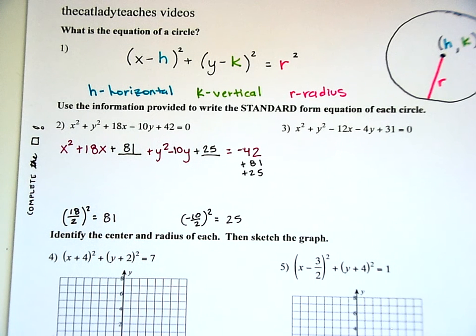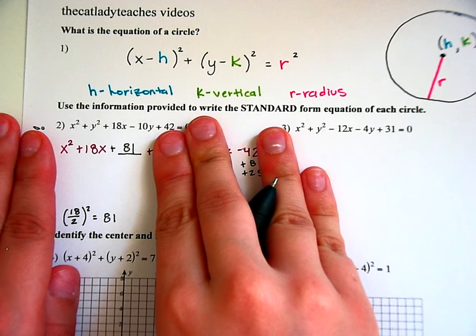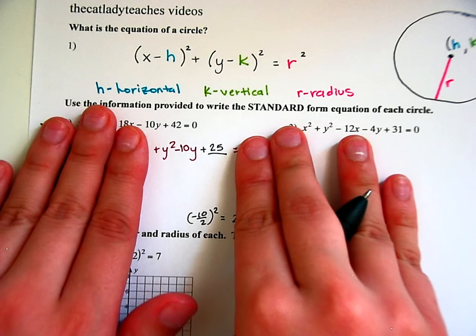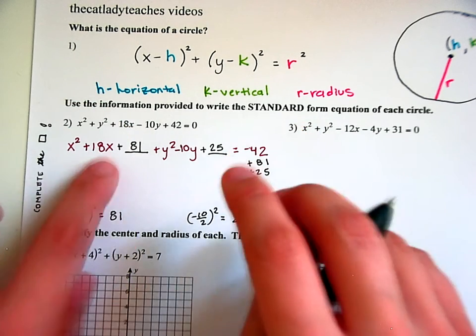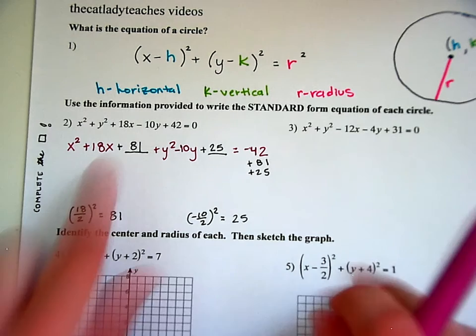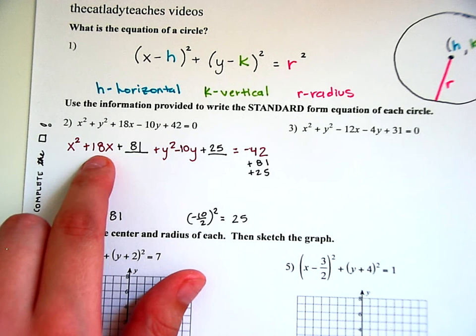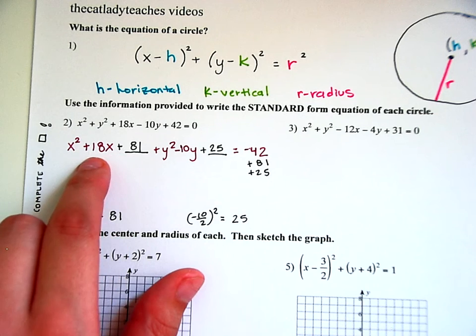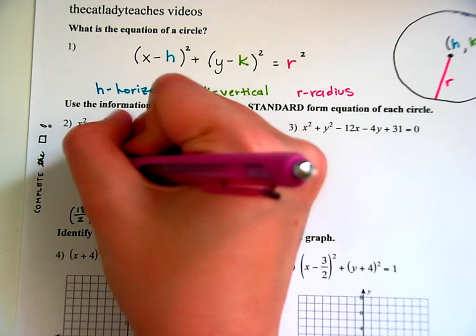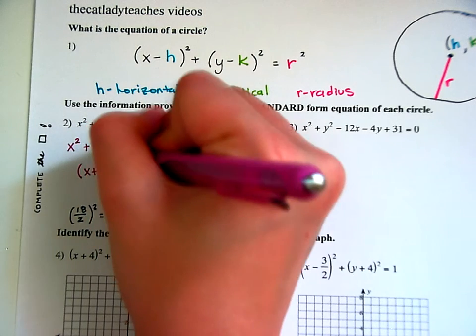Okay, so on the left side, now I have this polynomial that I can factor and this polynomial I can factor. So let's do this one first. What numbers multiply to 81 but add to 18? Well, it's 9. 9 times 9 is 81. 9 plus 9 is 18. So I can factor this as (x + 9) squared.